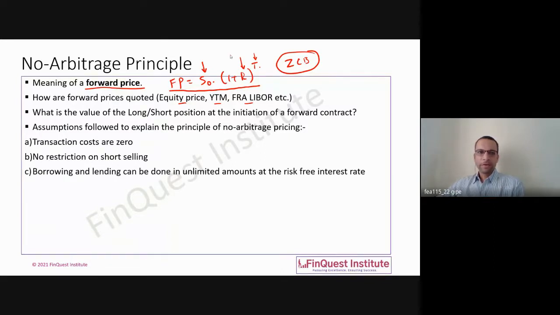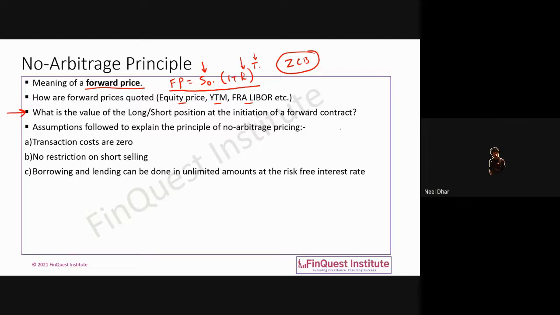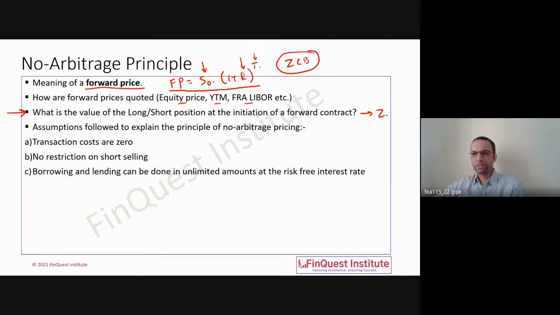Now, what is the value? Would someone like to attempt this third point? What is the value to the long or short position at initiation of the forward contract? How much should that value be? Should it be 100 or anything else? Maybe zero. Exactly, it has to be zero. At initiation, no party should make money at the expense of the other. That's why we say this has to be zero. So at initiation, this is always zero.